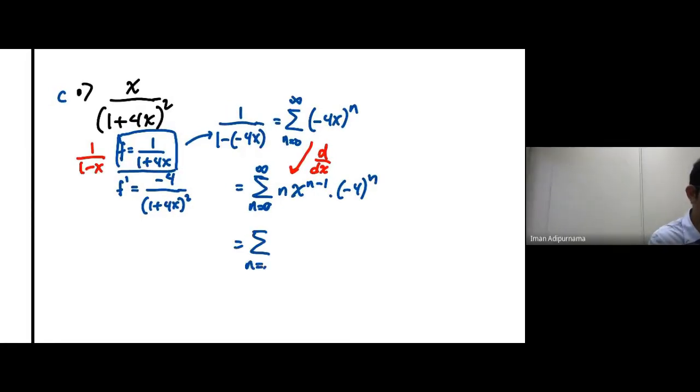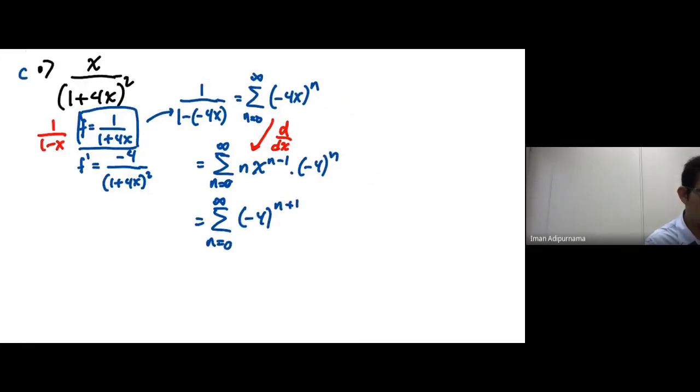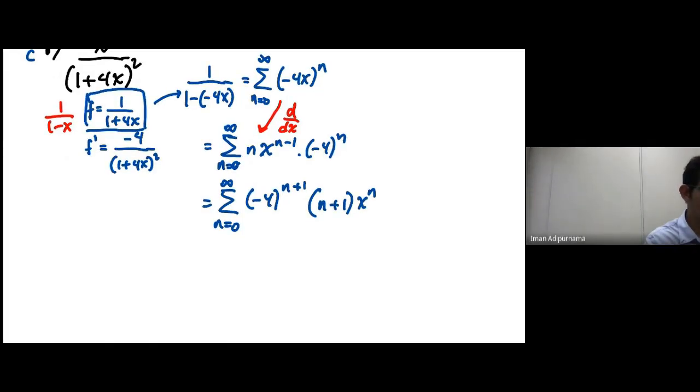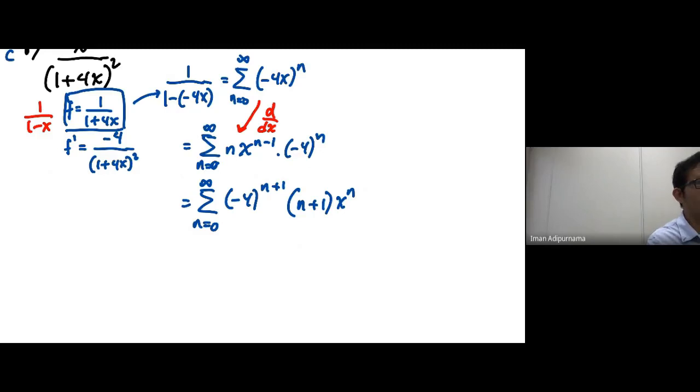Or we can maybe simplify it a little bit. Minus 4(n+1), and then (n+1)x^n. Actually, how to simplify is up to you. If you feel at a certain point that it's already fine and it's already correct, then that's okay.